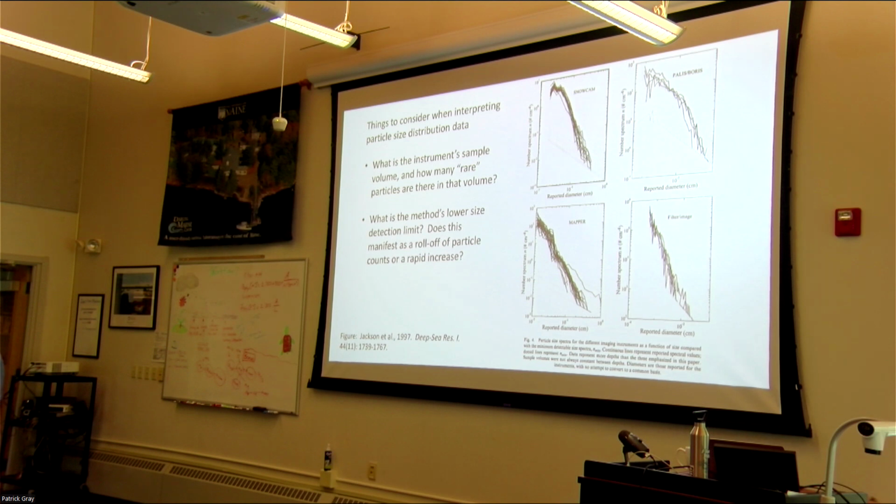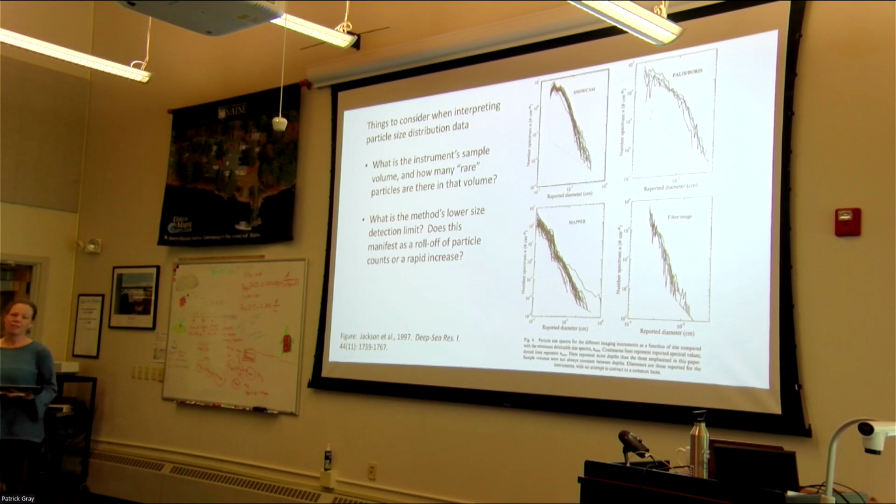So when you're looking at particle size distribution observational data, there's some important things to think about. If it's come out of an instrument or come out of a sieve or something like that, the first important thing to think about is: what's the instrument sample volume? How many particles is it likely to capture in a single measurement? And particularly if you start thinking about those rarer, larger particles, how many is reasonable?